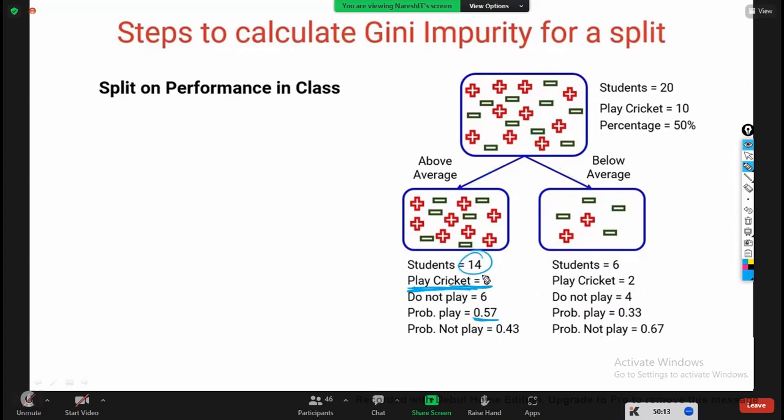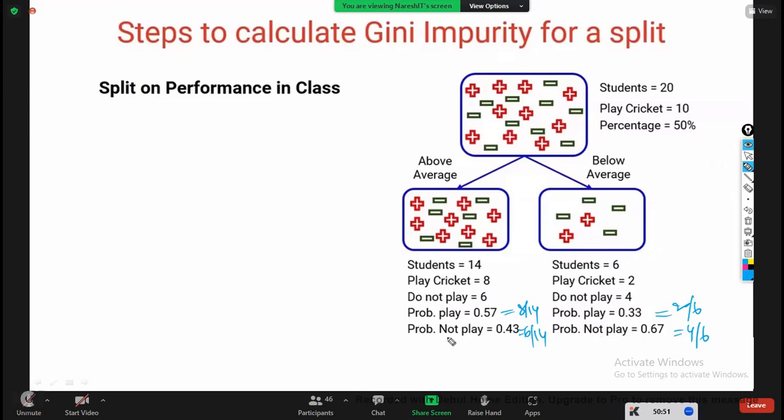The probability of playing cricket is 8 students will play, so 8 by 14. What is the probability of not playing? 6 by 14. So 8 by 14 is equal to 0.57, and 6 by 14 is equal to 0.43. Okay. And similarly, total 6 students are there, out of which 2 of them will play and 4 of them will not play. What is the probability of play? 2 of them will play out of 6 and 4 of them will not play out of 6.